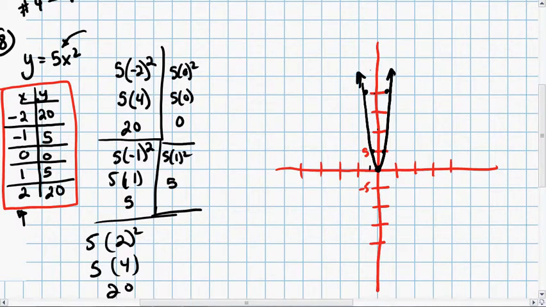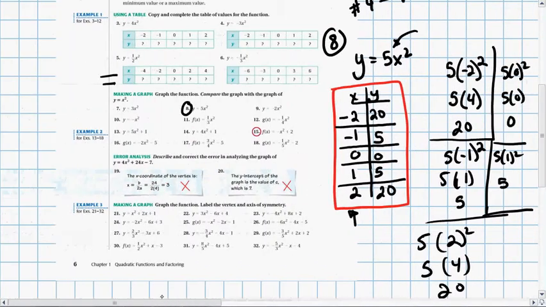So I've graphed the parabola. That's part 1, graph the parabola. Graph the function. I did that. And now I want to compare the graph with the graph of y equals x squared.